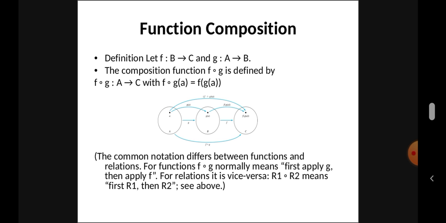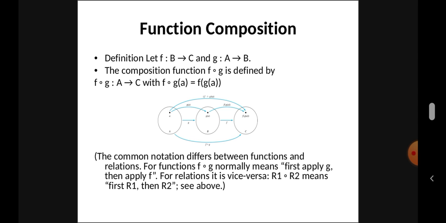And next we will discuss the function composition. Okay, definition: let f from b to c and g from a to b. The composition function f of g is defined as f of g is equal to a to c, with f of g of a is equal to f of g of a.